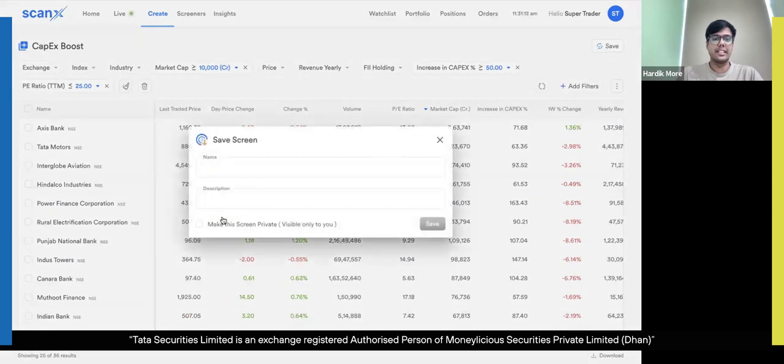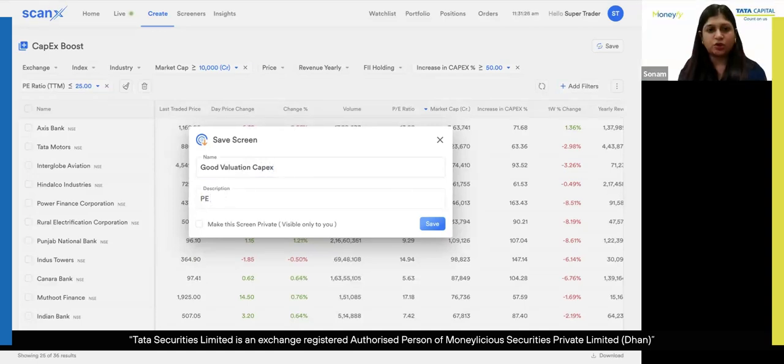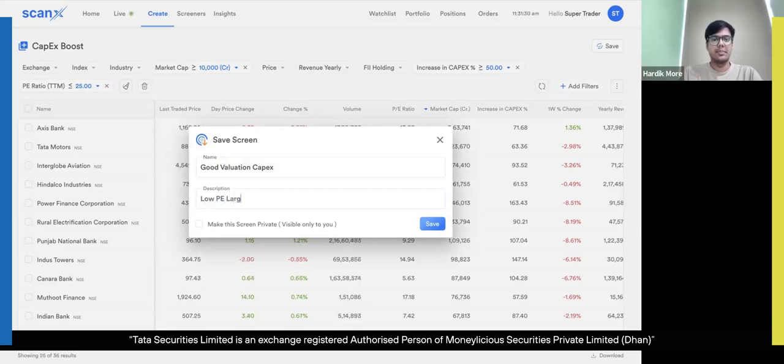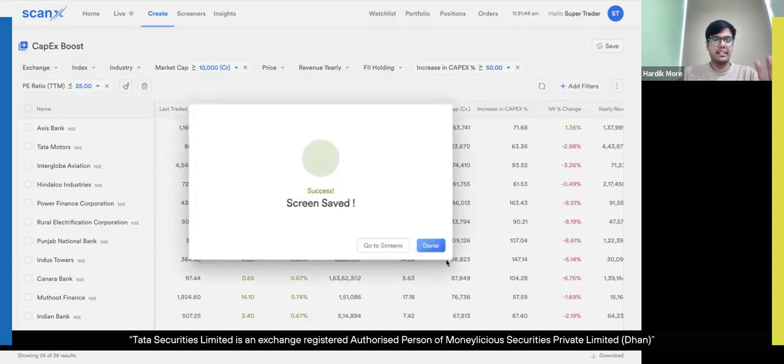As soon as I click on save, it asks me to add a name. So let's say good valuation apex, right? And I can write a description also for this. So low PE, large caps, large mid caps with apex, right? And then I have an option private or public. So I'll keep it to myself. I'll save it.